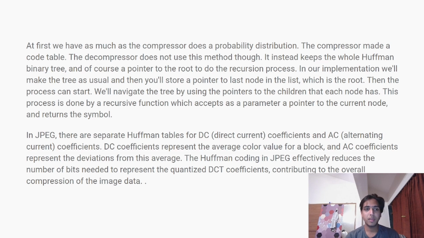In a JPEG, there are separate Huffman tables for direct current coefficients and alternating current coefficients, as DC coefficients represent the average color value for the block, whereas AC coefficients represent a deviation from this average. Huffman coding in JPEG effectively reduces the number of bits needed to represent the quantized DCT coefficients, contributing to the overall compression of the image.